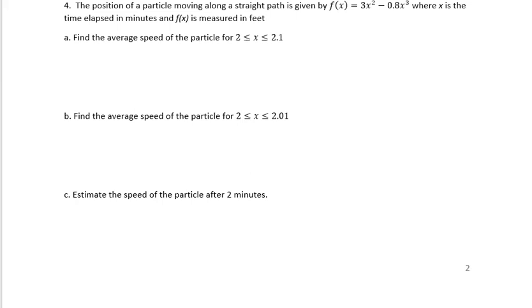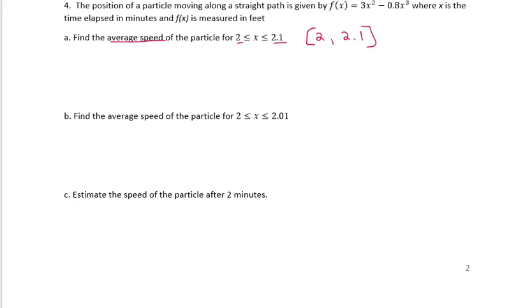So for this one, we have the position of a particle moving along a straight path is given by this function, where x is the time elapsed in minutes and f of x is measured in feet. Part A, find the average speed, so that means the average rate of change of the particle for 2 is less than or equal to x is less than or equal to 2.1. This means our interval is from 2 to 2.1.